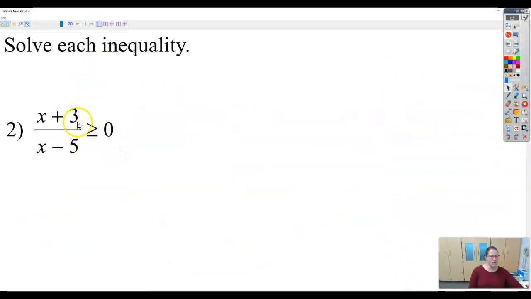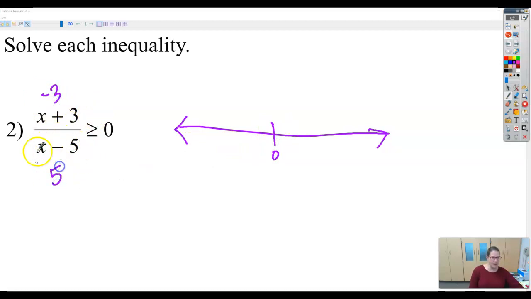So I've got x plus 3 over x minus 5. So first step, find those critical values. If I were to set the numerator equal to 0, my x that would make that equal 0 would be negative 3. And for the bottom, x minus 5, I would get a critical value of positive 5.